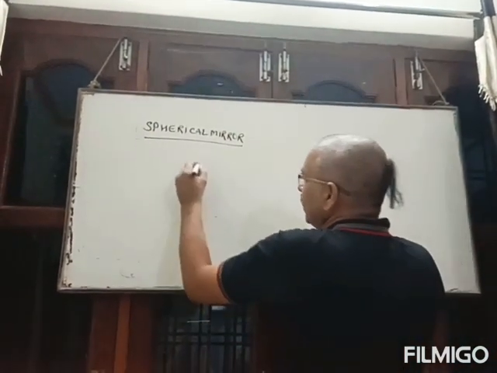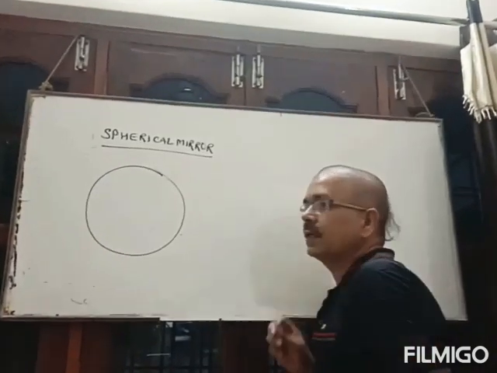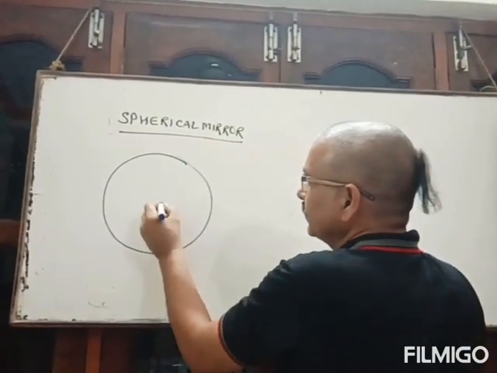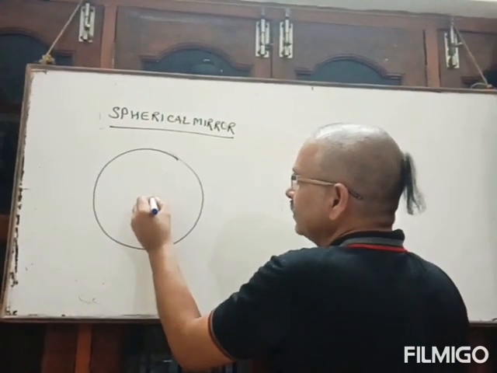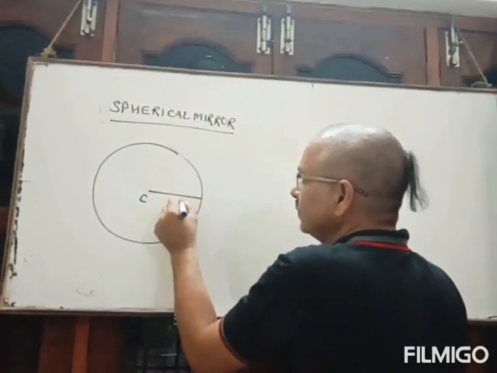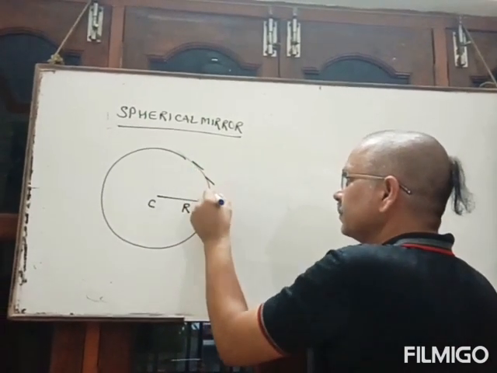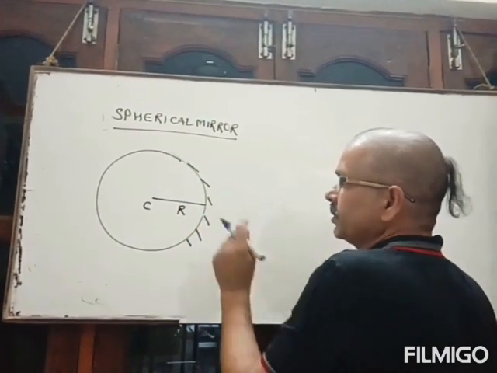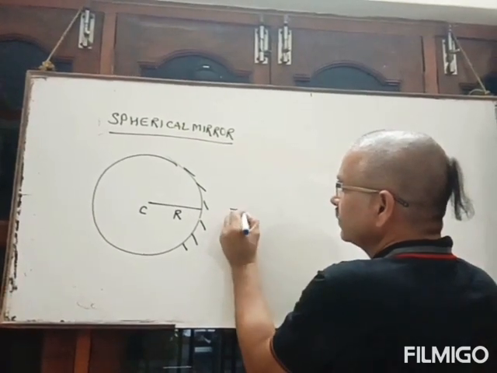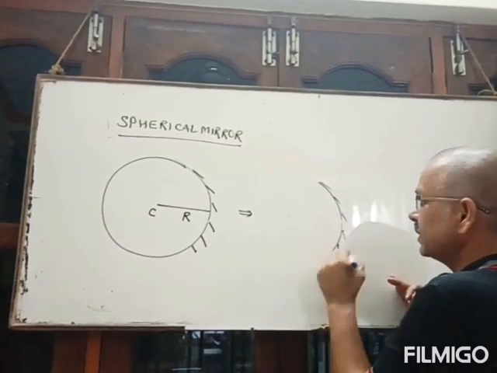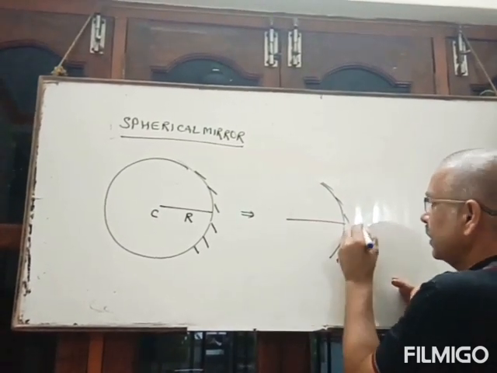A mirror whose reflecting surface is curved is called a spherical mirror. Generally, it is made of glass. Suppose we have a hollow spherical glass of center C and radius R. If its outer surface is polished and the inner surface acts as the reflecting surface, then this mirror is called a concave mirror.